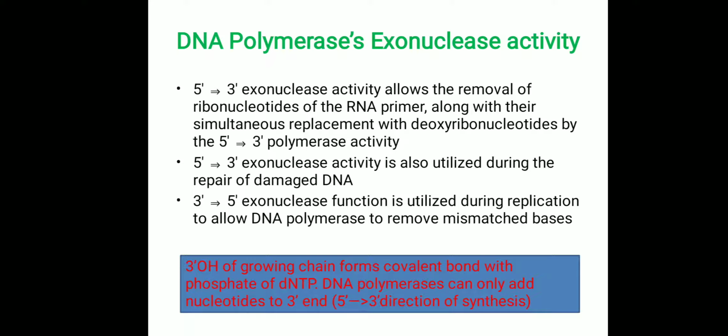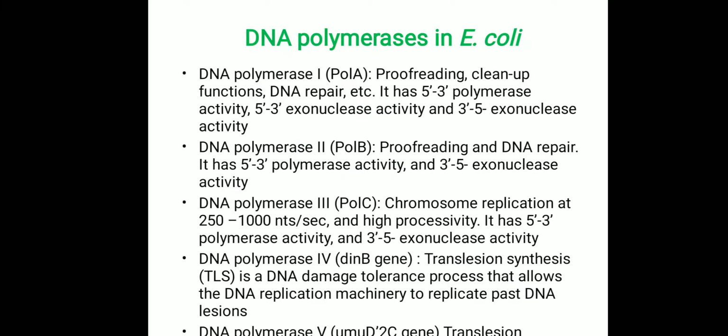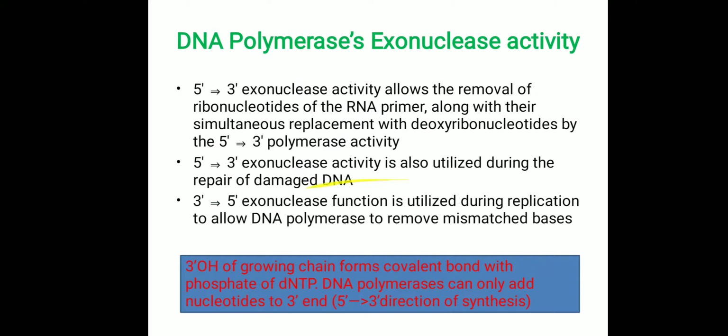3' to 5' exonuclease function is utilized during replication to allow DNA polymerase to remove mismatched bases. So 3' to 5' exonuclease also plays a major role. Here we can see 5' to 3' exonuclease activity is present only in DNA polymerase 1, whereas DNA polymerase 2 and DNA polymerase 3 have only 3' to 5' exonuclease activity.